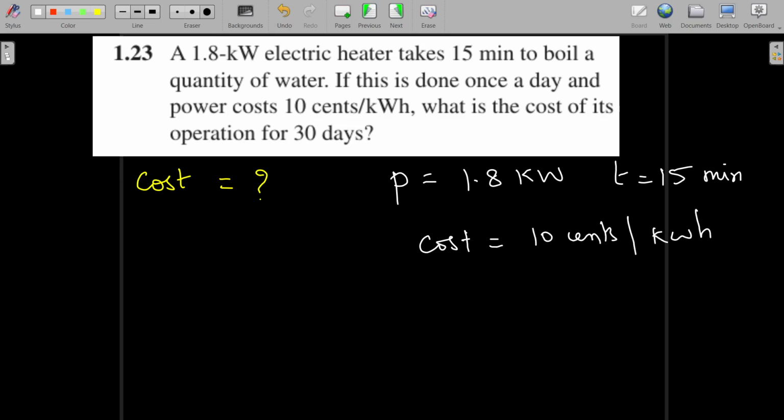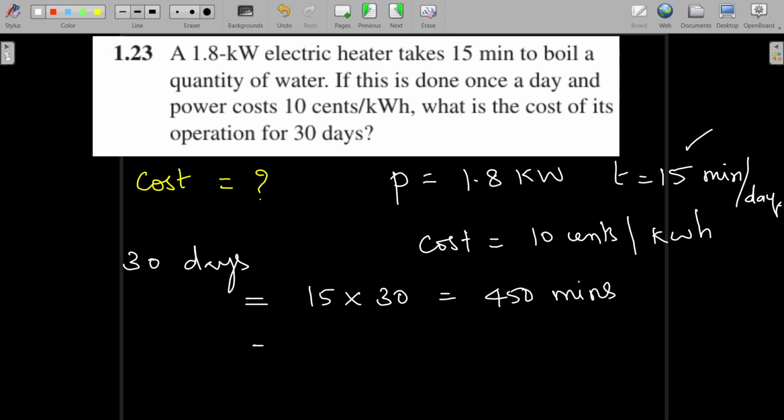What is the cost of operation for 30 days? It is given for 15 minutes per day, so we need to calculate it for 30 days. So 30 days means 15 minutes per day multiplied by 30. So how many minutes is it? Actually 450 minutes.